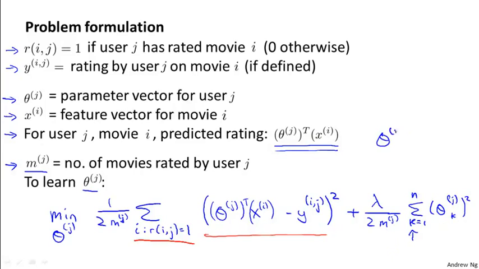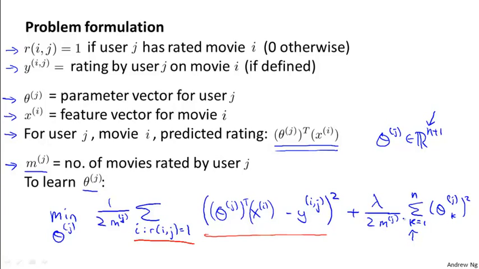So here, theta j is going to be an n plus 1 dimensional vector, where in our earlier example n was equal to 2, but more generally n is the number of features we have per movie. And so as usual, we don't regularize over theta 0, we don't regularize over the bias terms. Those sums are from k equals 1 through n.